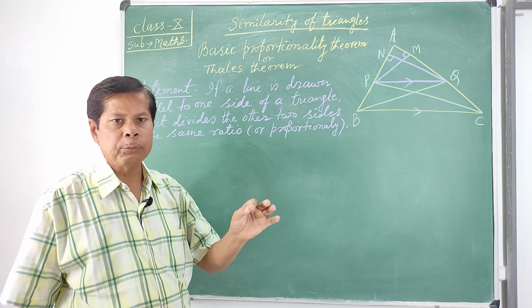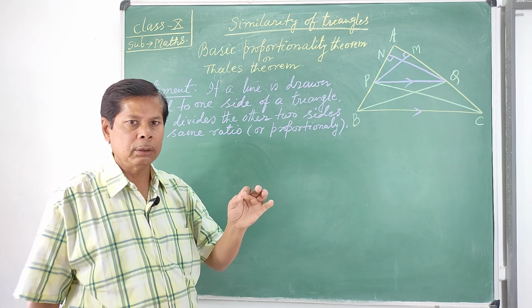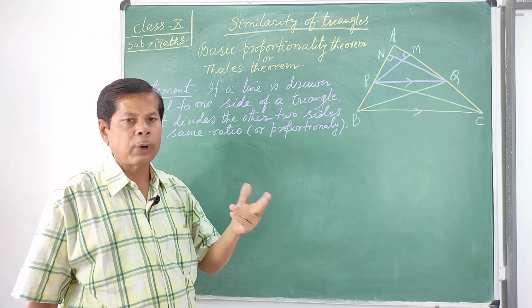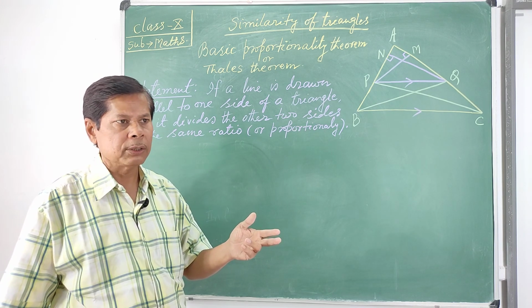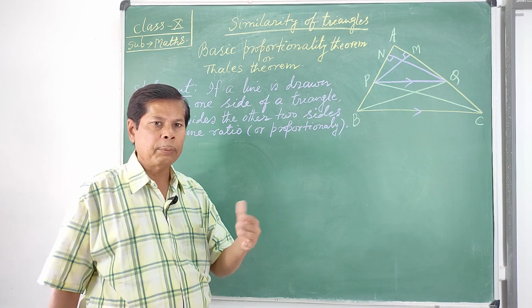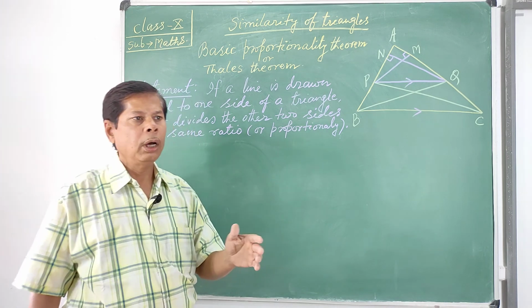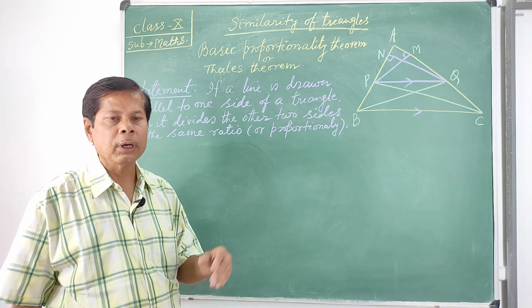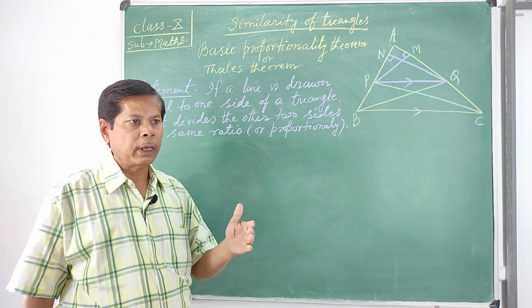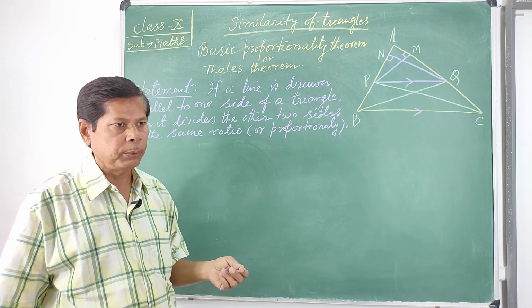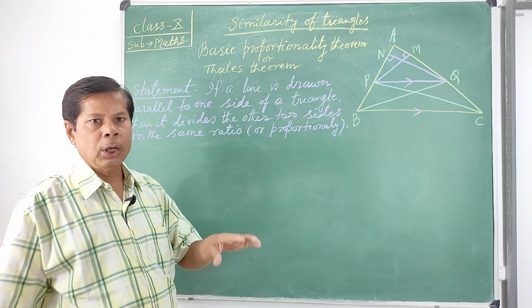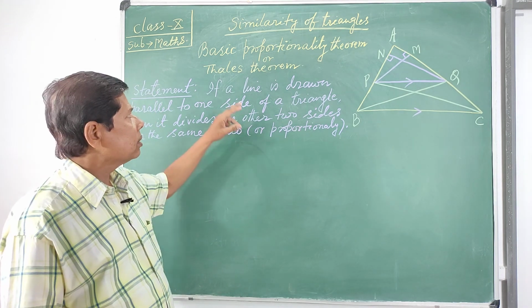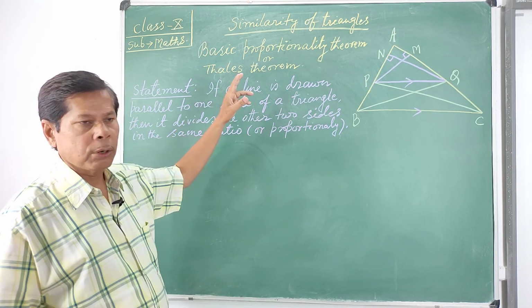In the AAA rule we deduced that if any two angles of a triangle are equal to two angles of the other triangle, then by the AA rule we can say the triangles are similar, because if two angles are equal, then the third angle is bound to be equal. These things were already discussed during the last class. Today we will discuss the first theorem of the chapter.